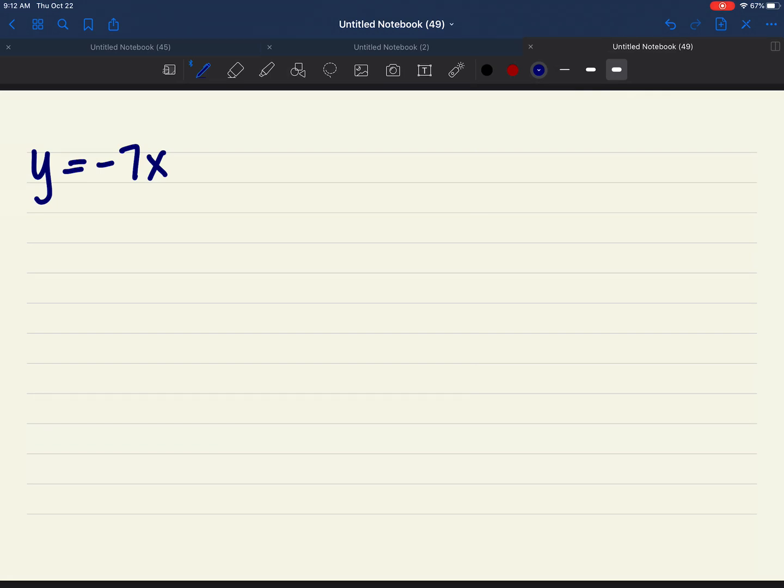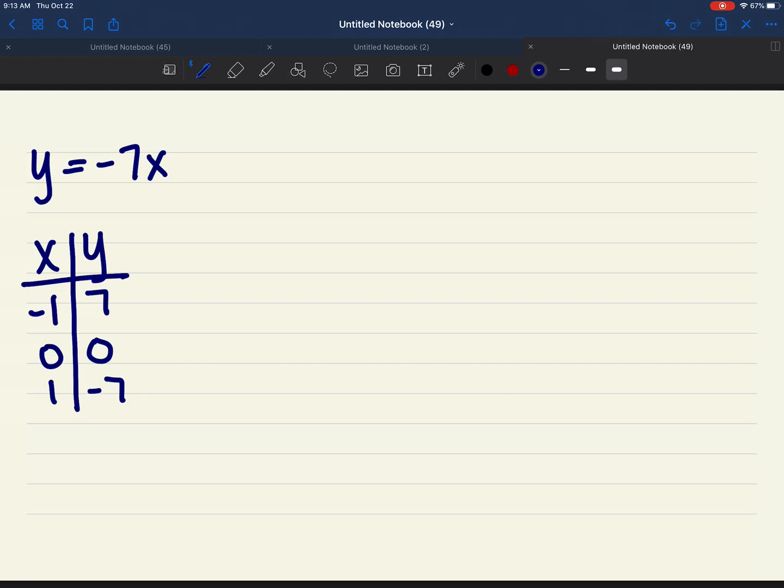Okay, we're going to graph y is equal to -7x. We're going to make a table. Now, can you choose any x values that you want? Yes. What would be the three easiest ones? -1, 0, and 1. Okay? So, how do I solve then? How do I know what my y values would be? You plug it in. What is -1 times -7? +7. What's -7 times 0? And -7 times 1? Okay?